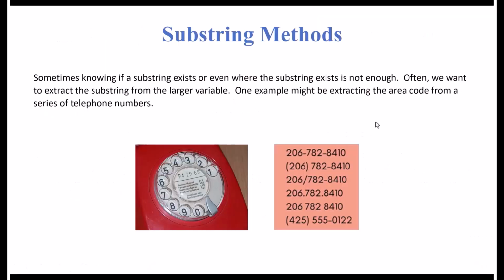Sometimes knowing if a substring exists or even where the substring is not enough. Often we want to extract the substring from the larger variable. One example might be extracting area codes from a series of telephone numbers.